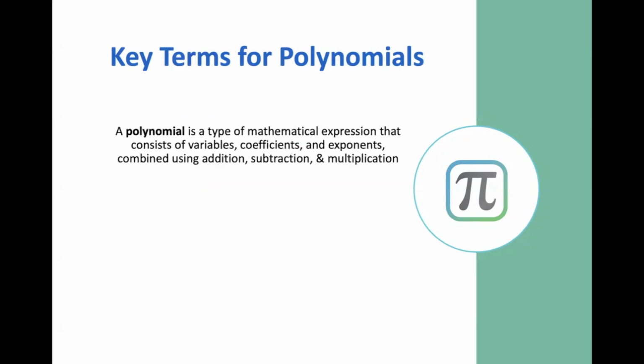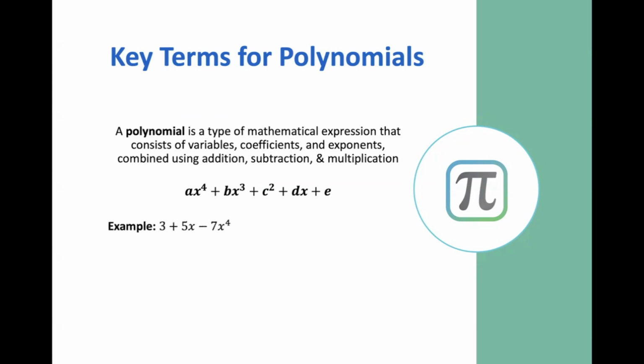A polynomial is a type of maths expression that consists of variables, coefficients, and exponents, and it is combined using addition, subtraction, and multiplication. In front of us, we have an example of a polynomial. This has 5 terms, and in this particular example, the entire polynomial is combined using addition, but that doesn't necessarily need to be the case.